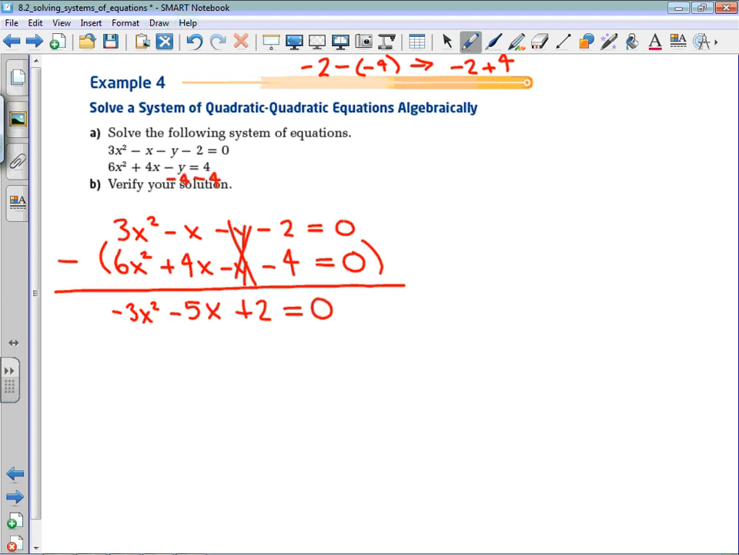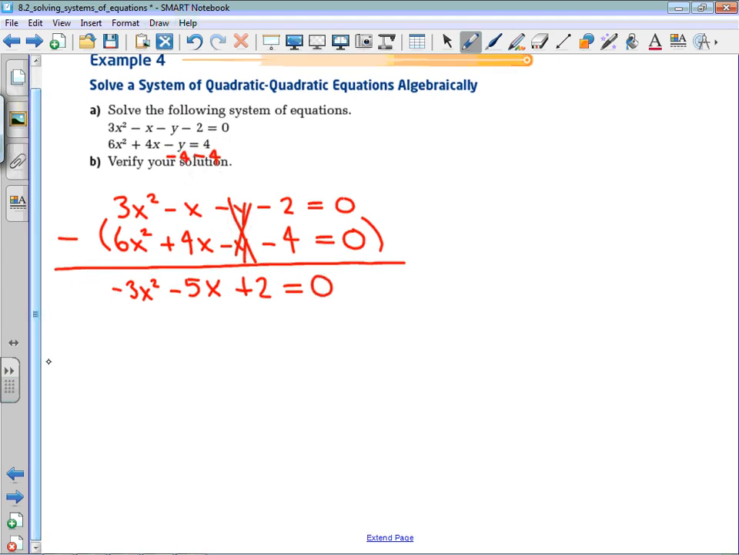Now, again, the advantage of elimination is that this is no longer a system. This is just a quadratic equation, and we should be able to solve that. And the way that we do that, I don't like that negative on my a value, so I'm going to multiply the entire equation by -1. And that's going to give me 3x squared plus 5x minus 2 is equal to 0.